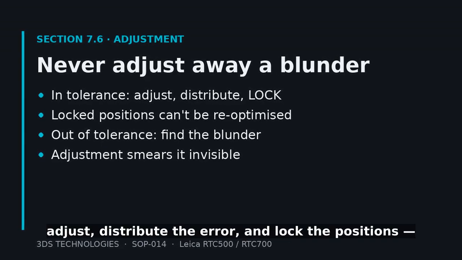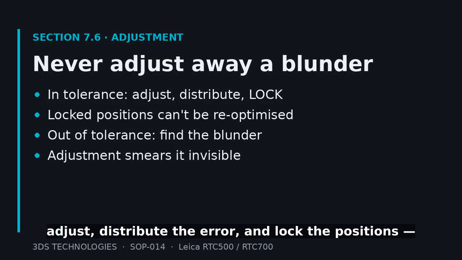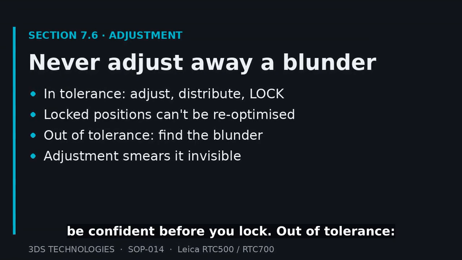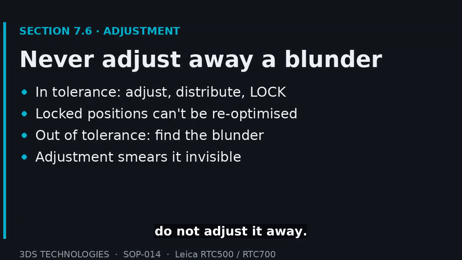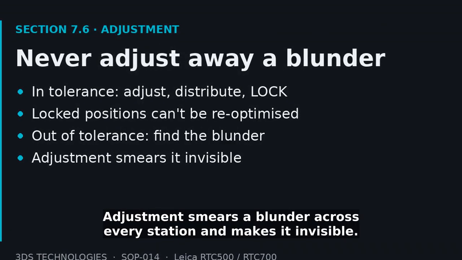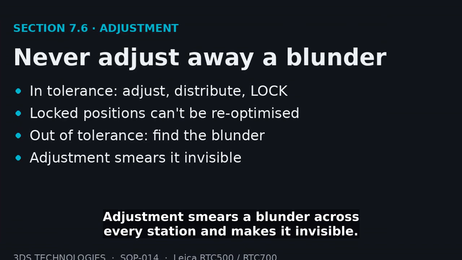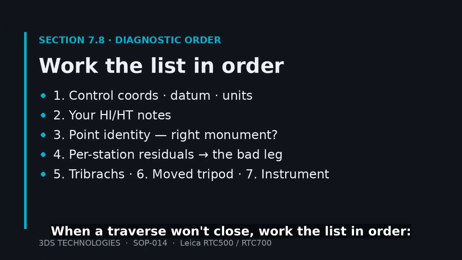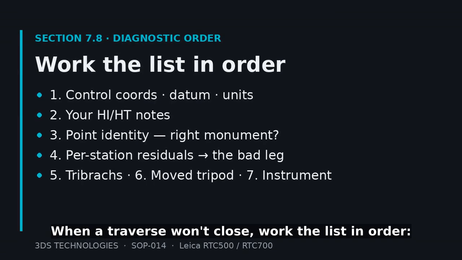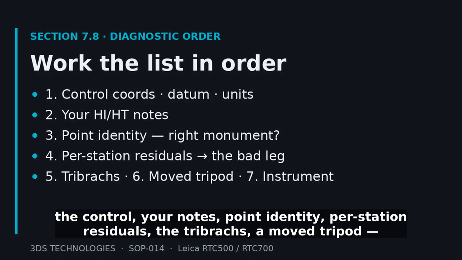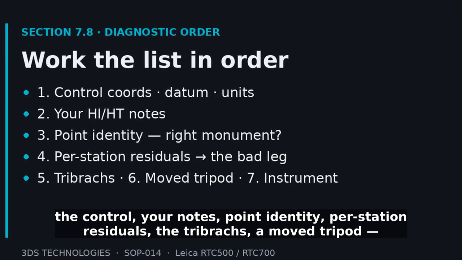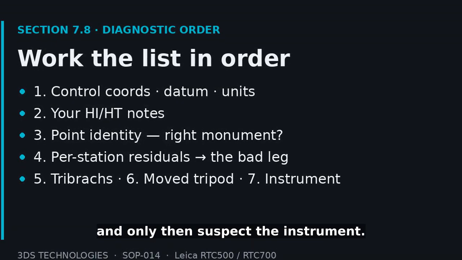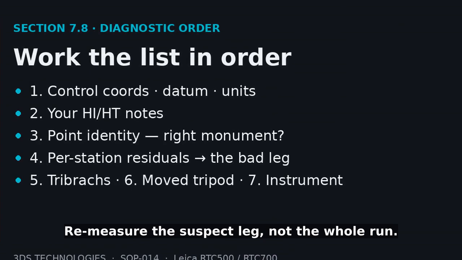Within tolerance, adjust, distribute the error, and lock the positions. Be confident before you lock. Out of tolerance, do not adjust it away. Adjustment smears a blunder across every station and makes it invisible. When a Traverse won't close, work the list in order. The control, your notes, point identity, per station residuals, the tribrachs, a moved tripod, and only then suspect the instrument. Remeasure the suspect leg, not the whole run.